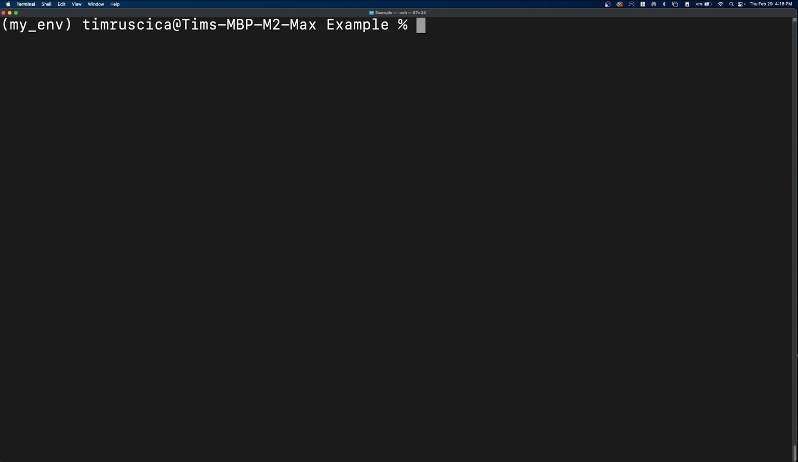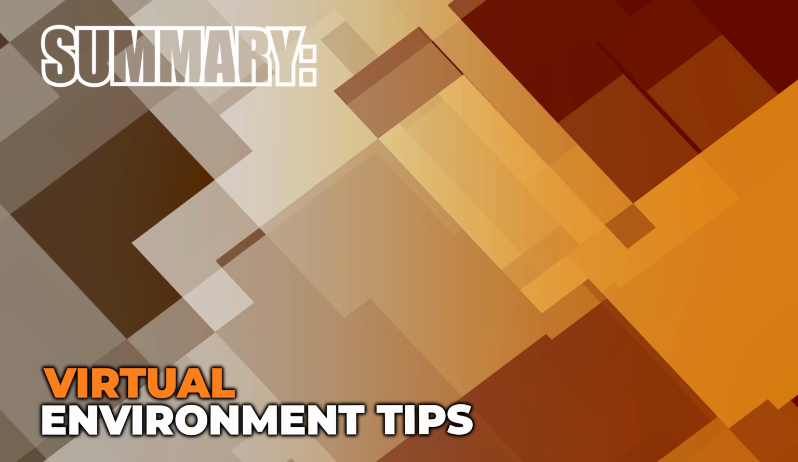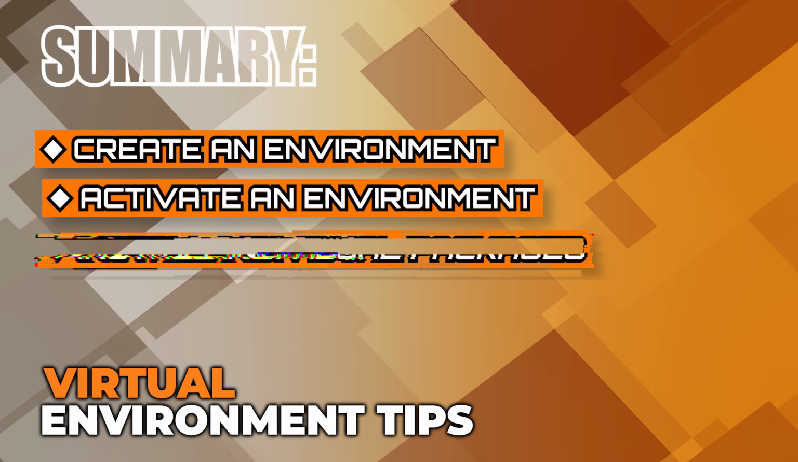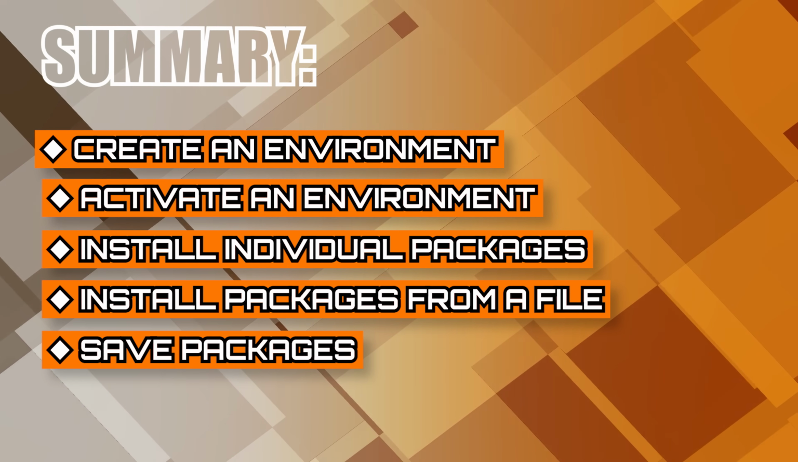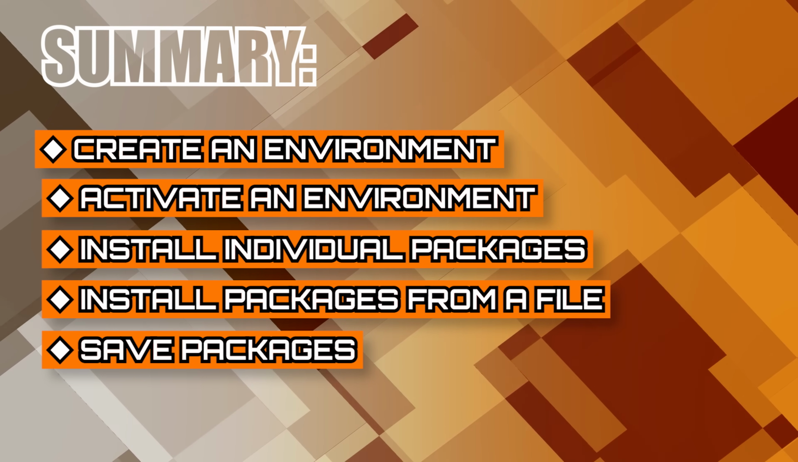So this is very common practice. You'll download a Python project, you'll see a requirements.txt file. What's expected from that point forward is you're going to create a new virtual environment. You're going to activate it. You're then going to install all of the different packages using the requirements.txt file. Again, that command was pip install -r requirements.txt. Now at this point, you've learned how to create an environment, activate it, install individual packages, install packages from a file, and save your packages or dependencies into a requirements.txt file.